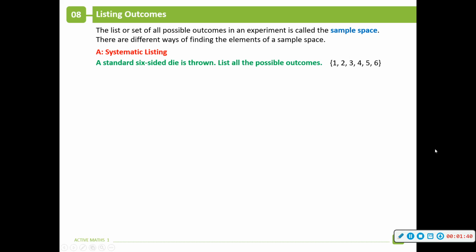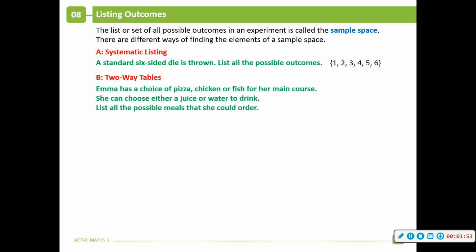Now, if I move on here, another way of representing outcomes, or another type of sample space, is what's known as a two-way table. And in a two-way table, look at this, it's pretty cool. So Emma has a choice of pizza, chicken or fish for her main course. So, shorthand names for them, which would be very useful in a two-way table: P for pizza, C for chicken, F for fish. And she can choose either a juice or water to drink. So, J for juice, W for water.